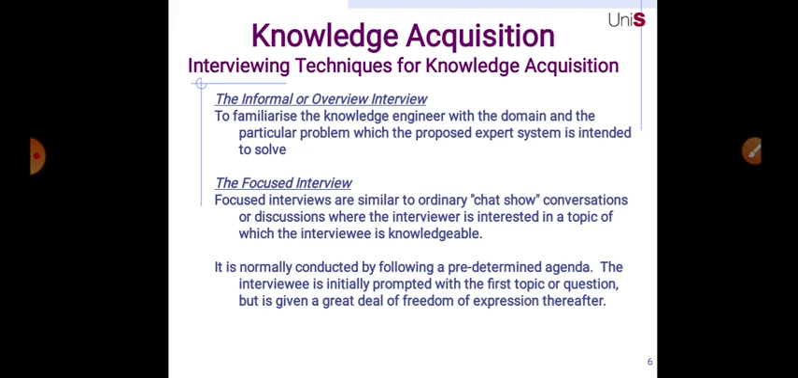If the knowledge engineer unexpectedly meets an expert, informally he is just asking some questions and collecting some information, to familiarize the knowledge engineer with the domain and the particular problem which the proposed expert system is intended to solve. They're just asking the questions and he is just answering the questions in an informal way.